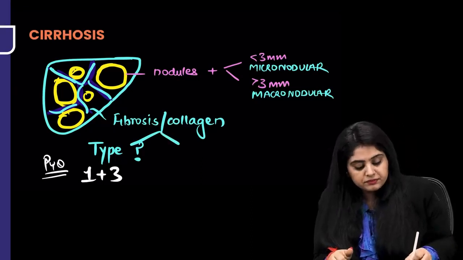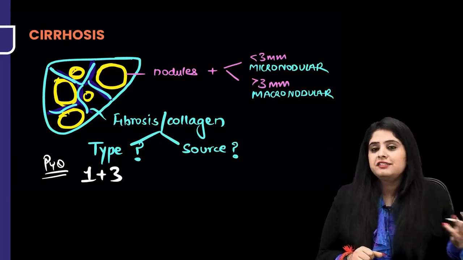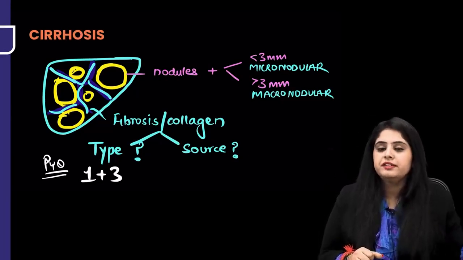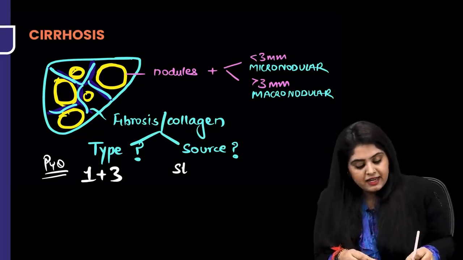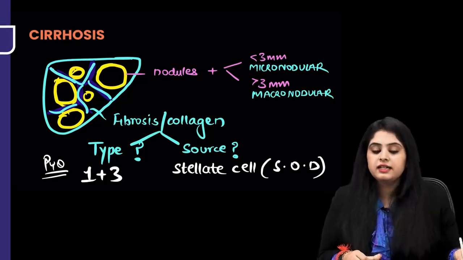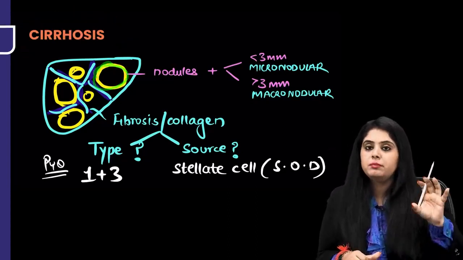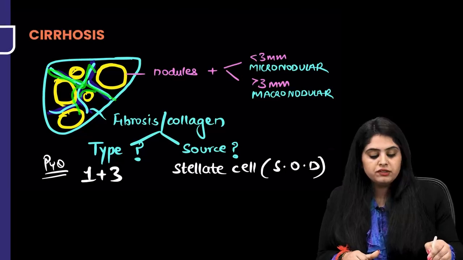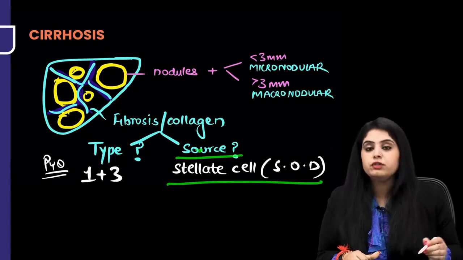Second question is, the source of this collagen, that I've told you. Remember one cell that was present in the space of Disse? When it is sleeping, you call it the Ito cell. It is only sitting and storing vitamin A. But when it gets active, you call it the stellate cell. And the stellate cell is present in the space of Disse. Do you remember, everyone? So this is the story of cirrhosis that you had to know. There are nodules, small, big. There's fibrosis, that is collagen type 1 and 3. And the source of those is going to be the stellate cell.